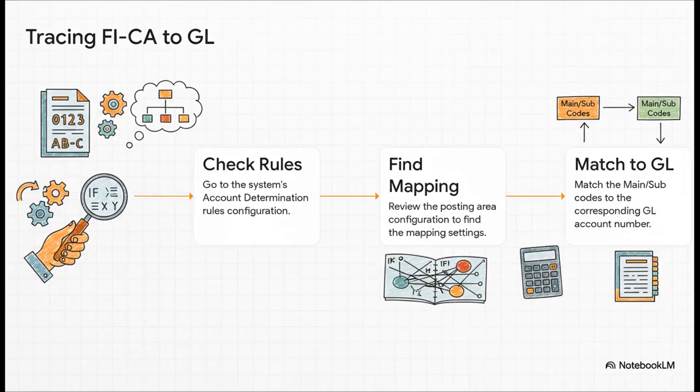So how do you actually follow that path? Well, if you were an analyst, you'd start by pulling up any FICA document and finding those main and sub-transaction codes. Then, you dive into the system's configuration to check the account determination rules. Specifically, you'd look in a key setting. In SAP, it's often called Posting Area 2610. And right there, you'll find the exact mapping that links those codes to a specific GL account number.